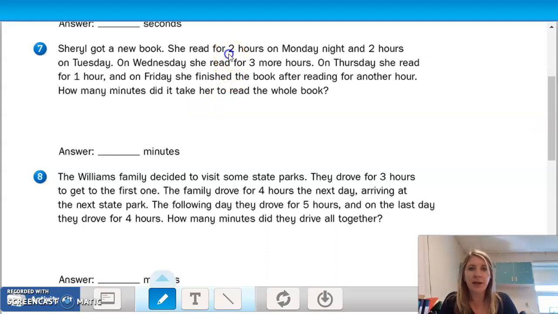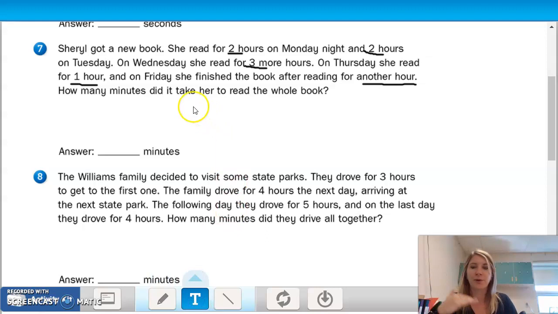So I see that she read 2, 3, and 1. And too often, my 4th graders stop because they don't see any more numbers. But when I told you about Friday, I said she read another hour. That's 1 more. That's a 1 right there. It's in words, so we had to be very careful on that one. So the question is, how many minutes did it take her to read the whole book?